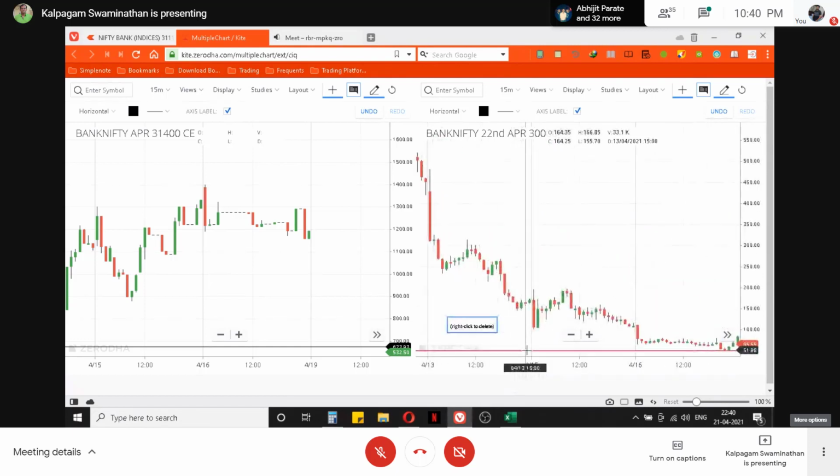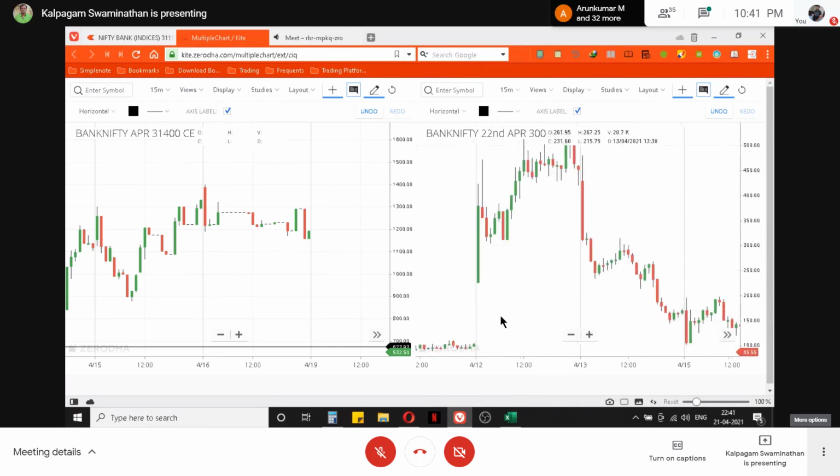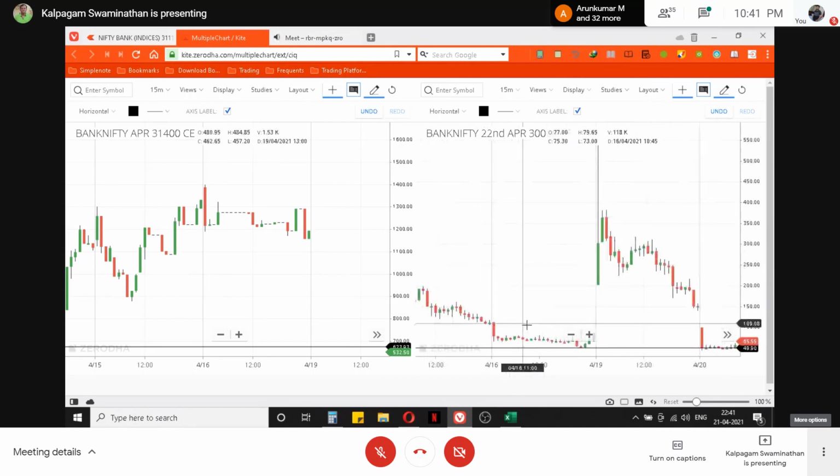I got a support here. What does your price action trading say? You buy at support and sell at resistance, right? So I am buying when a Heikin Ashi candle gives me a signal.